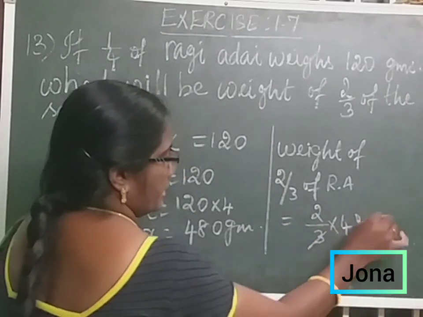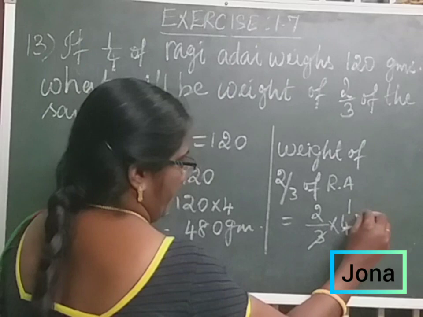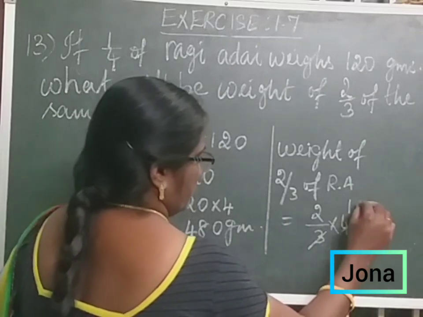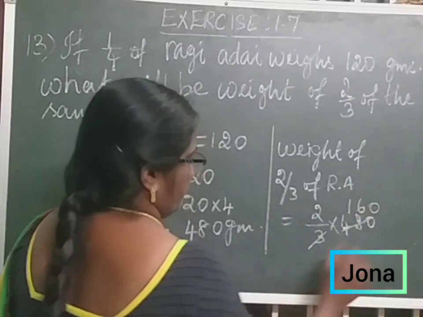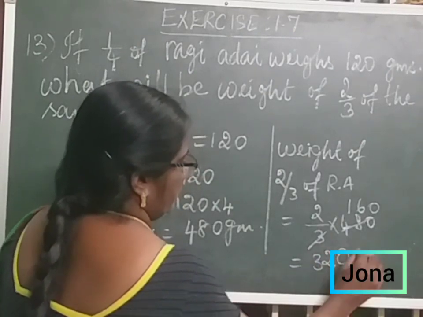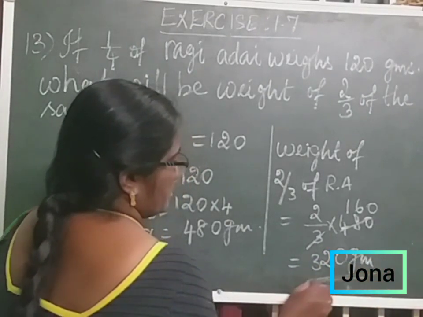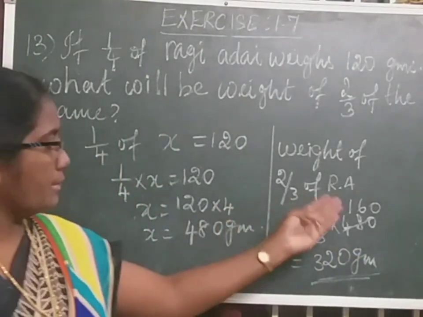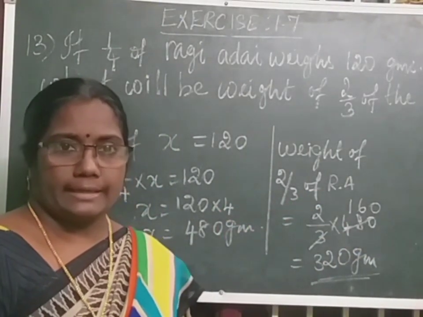So I can cancel here and here. This is equal to 320 grams. The weight of 2/3 of the ragi adai is equal to 320 grams.